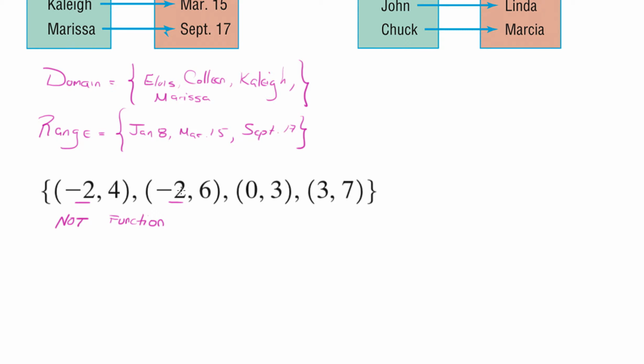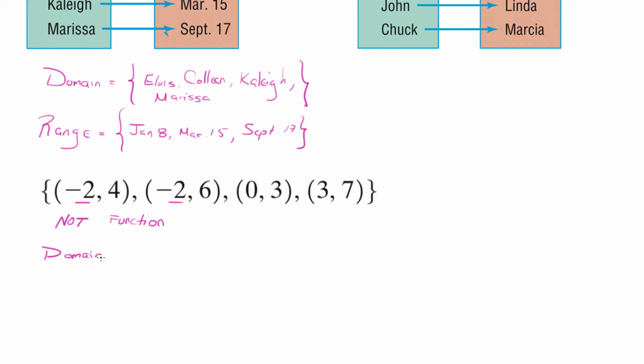Okay. Now, what would I need to do to make it a function? Well, I'll have to replace 4 by 6 or replace 6 by 4. Why? Because they have to be the same output. Okay? So now, even though this relation is not a function, you can still find the domain.